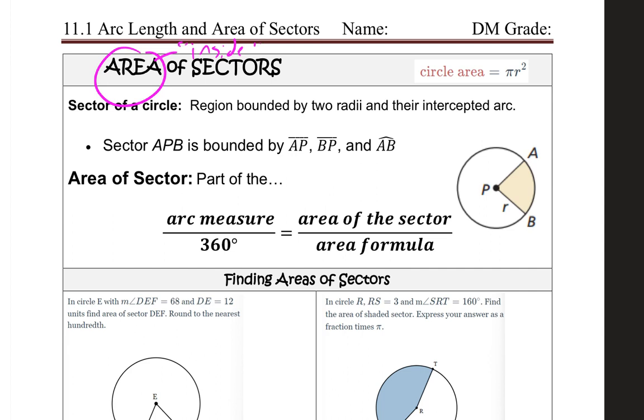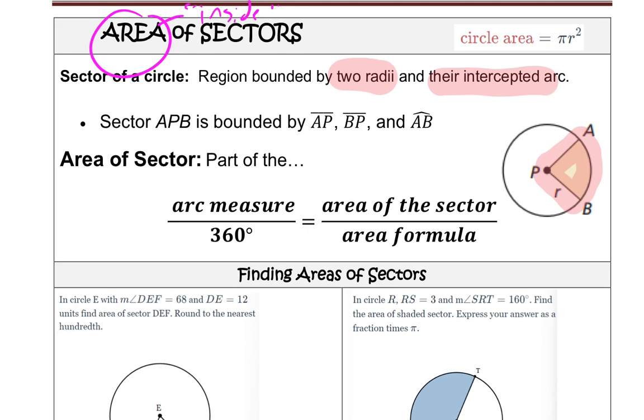So the sector of a circle is a region bounded by two radii and their intercepted arc. Two radii would be like this and this, right? And their intercepted arc, which is that right there. So the sector of a circle is like a piece of pizza. So this is what a sector is, and that's what we're going to be able to calculate today.